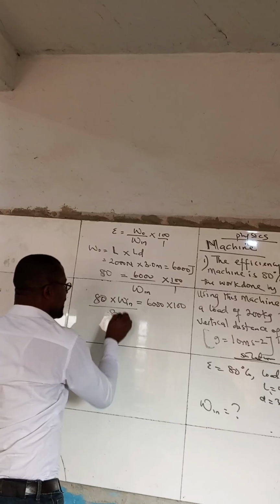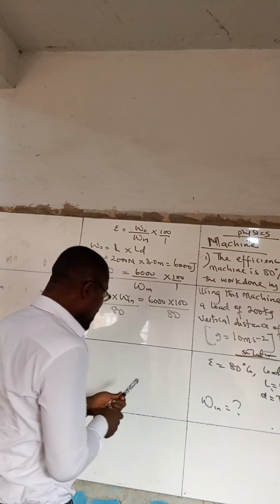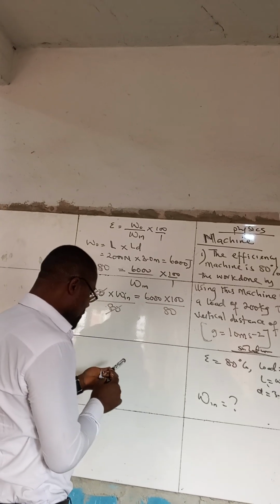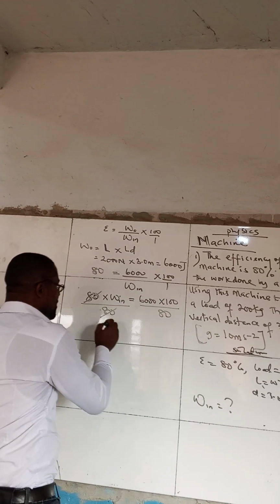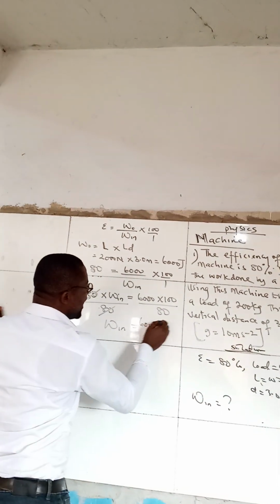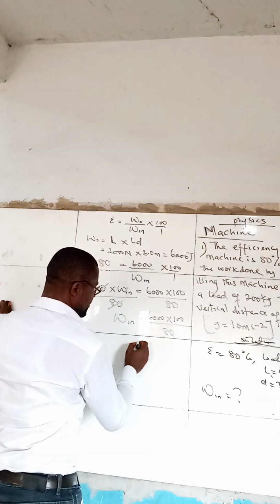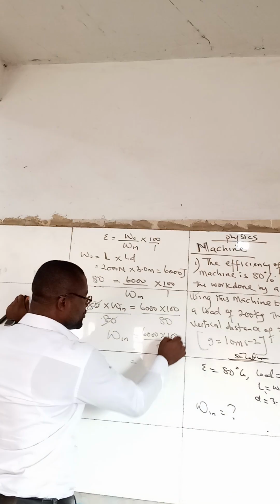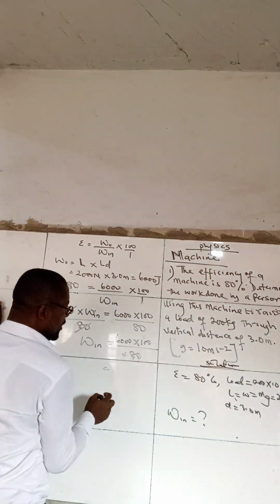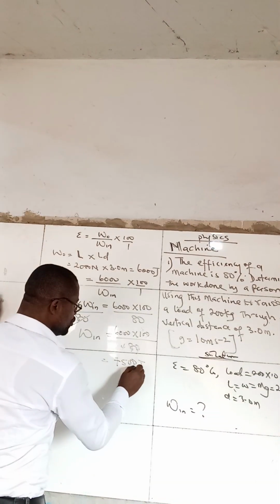So divide both sides by 80 to make work input the subject of formula. That's why one of the videos was saying that making a subject of formula is very important in science, or without it, it will be hard. Work input will now give you 6,000 times 100 divided by 80. That's 0 cancels 0, and this is 5 into 4. This is about 7,500 joule.